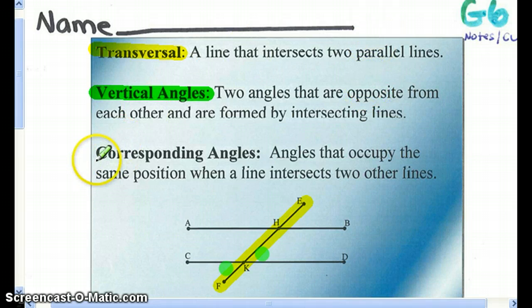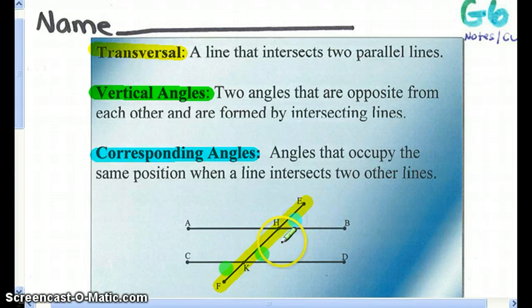Now we're going to talk about corresponding angles. Make sure you have a third color of highlighter. Corresponding angles are angles that occupy the same position when a line intersects two other lines. So one example of corresponding angles would be right here and then down below. They're both on the bottom right. Please highlight one pair of corresponding angles on your diagram. I'm going to show you the other examples.